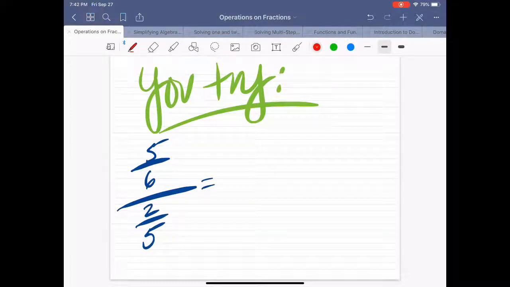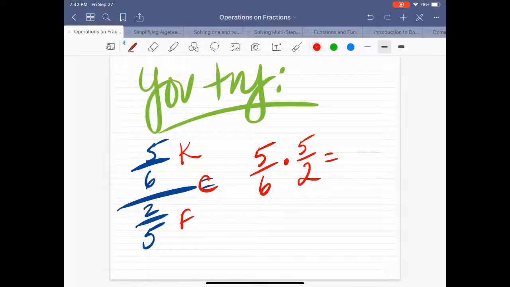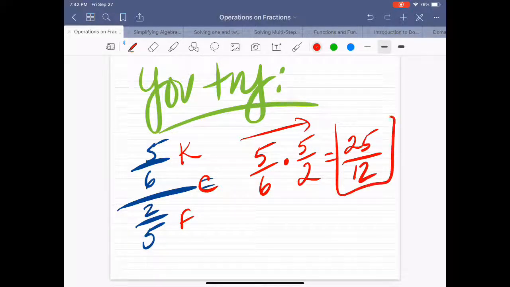Again, to divide fractions, you will keep, change, and flip. So keep the numerator the same, change the sign from division to multiplication, and flip the denominator. So your division problem turns into a multiplication problem. Then you just multiply straight across. 5 times 5 is 25. 6 times 2 is 12. Nothing simplifies, so you are done.